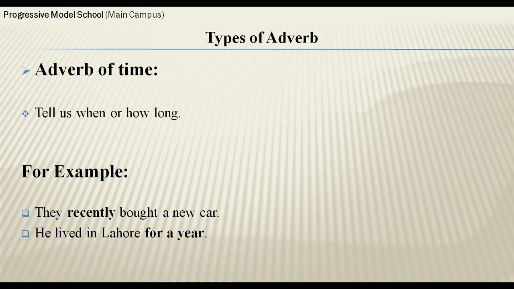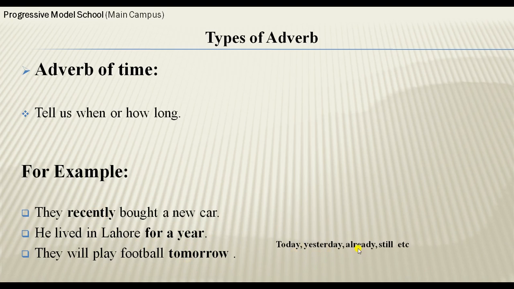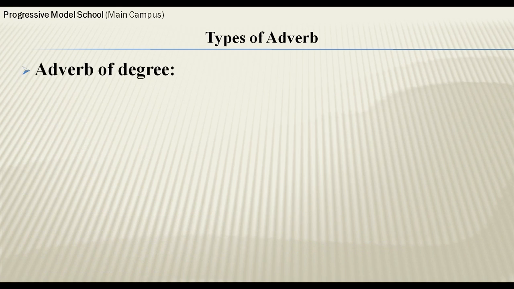He lived in Lahore for a year. How long? For a year. They play football tomorrow. When will they play football? Tomorrow. So the words recently, for a year, tomorrow, today, yesterday, already, still, these all are the examples of adverb of time. So now let's move towards another type of the adverb, that is adverb of degree.